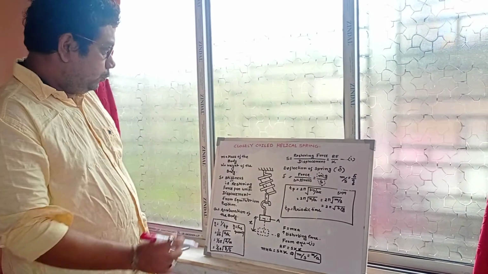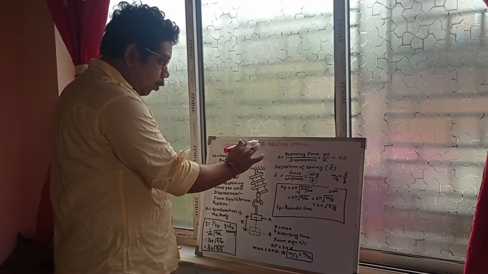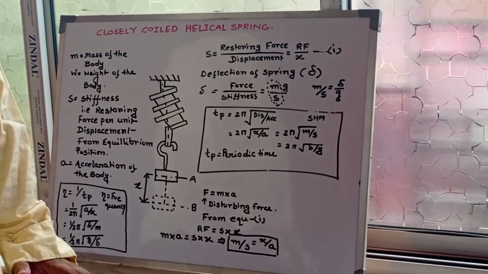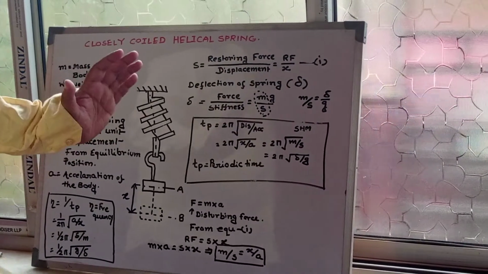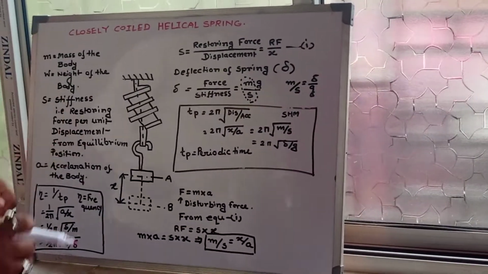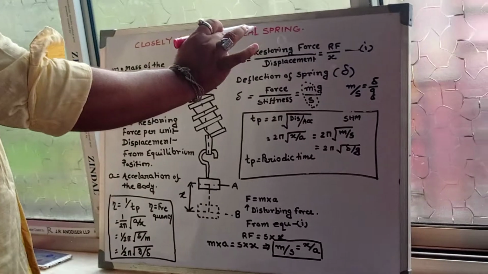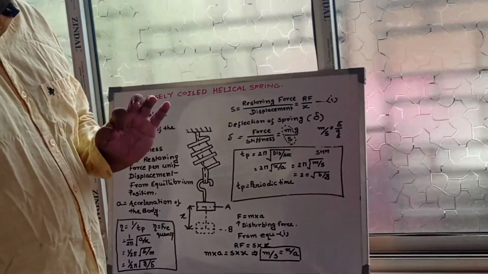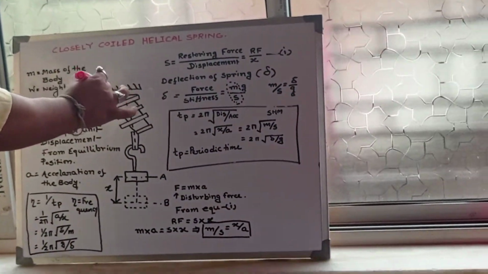Today we are going to explain the closely coiled helical spring. In my class we want to demonstrate the theories behind the closely coiled helical spring. Basically, we want to demonstrate the theory aspect. Now, let us start. Here you can see the helical spring.